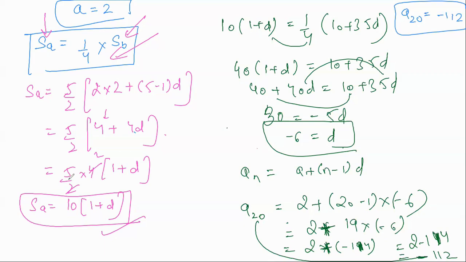Now what you have to focus on in this question is that first you find the sum of the first 10 terms. Then you find the sum of the first 5 terms and subtract them. So you will get the sum of the next 5 terms, right? That is very, very important.